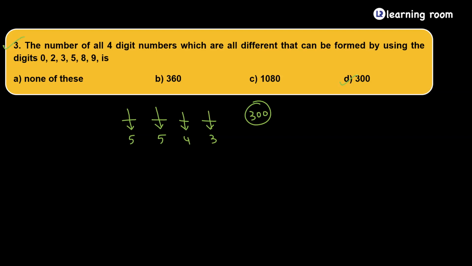Actually, wait. See, the numbers which are all different that can be formed. Actually, I'm also wrong. When they say the numbers need to be different, they didn't say that the digits cannot be repeated. There is a difference. Try to understand. So, correction here.